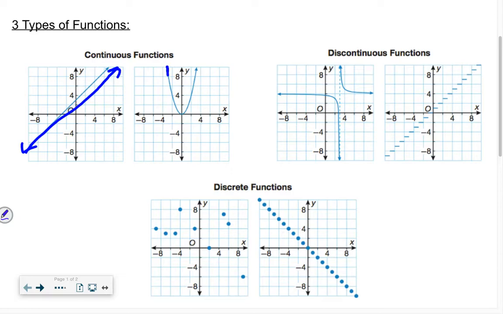The second example that they give us is a parabola. Starts all the way to the left, and while it has a curve to it, that doesn't matter. What matters is the fact that I can draw the entire graph without ever having to pick up my pencil or pen. So that's why we call it a continuous function.